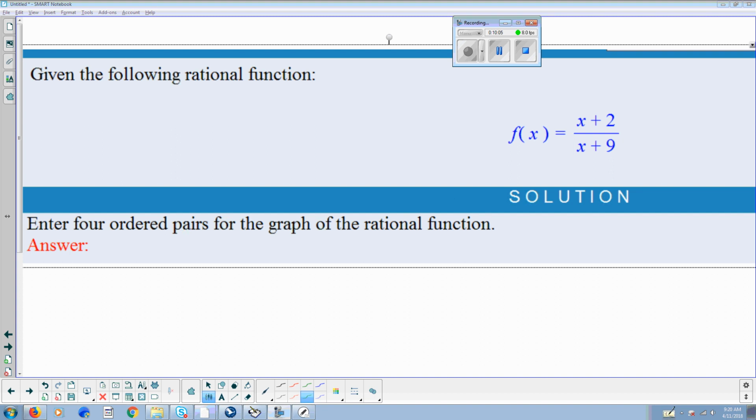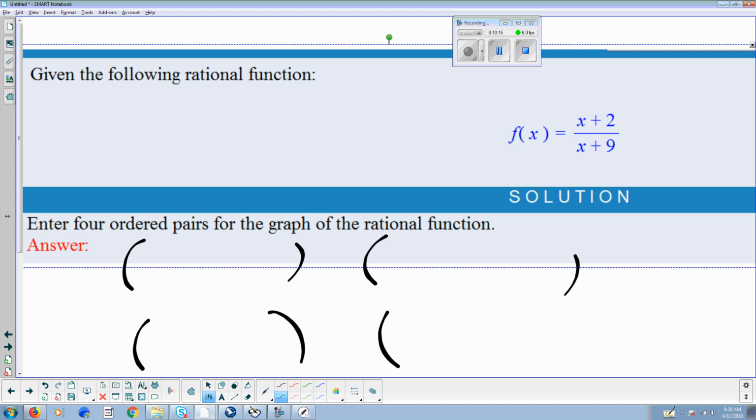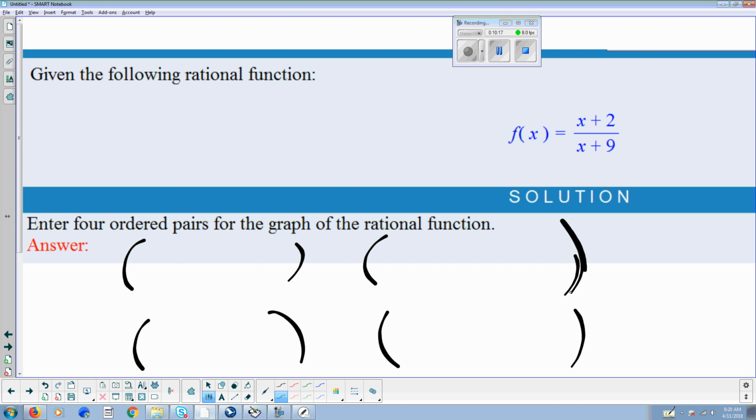Okay, now, the last part of this question, you have to enter 4 ordered pairs that go on the graph of this rational function. So we're going to have 4 ordered pairs, and this is fairly easy. Pick a number, any number. I love zeros. So if I input a 0 for x, then I'm going to get 2 over 9 for the y coordinate. So there's 1 ordered pair. I also like the number 1. So if I input a 1, then I'm going to get the fraction, let's see, 1 plus 2 is 3, 1 plus 9 is 10, 3 over 10.